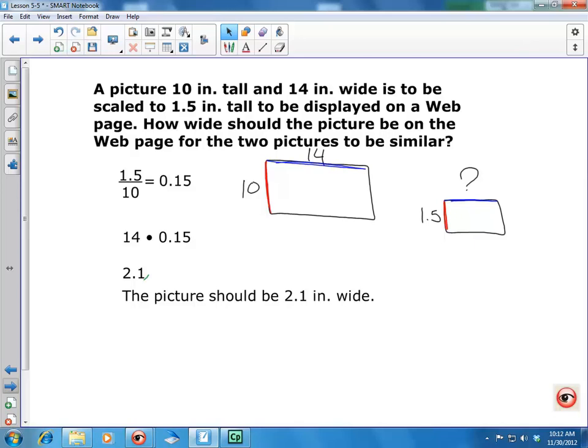Now, if you don't want to do it that way, because to me that's a little bit more confusing than using the proportion method, that's what I'm going to show you right now. We could do the blue side over the red side and make proportions out of this, just like what was on your assignment last night.